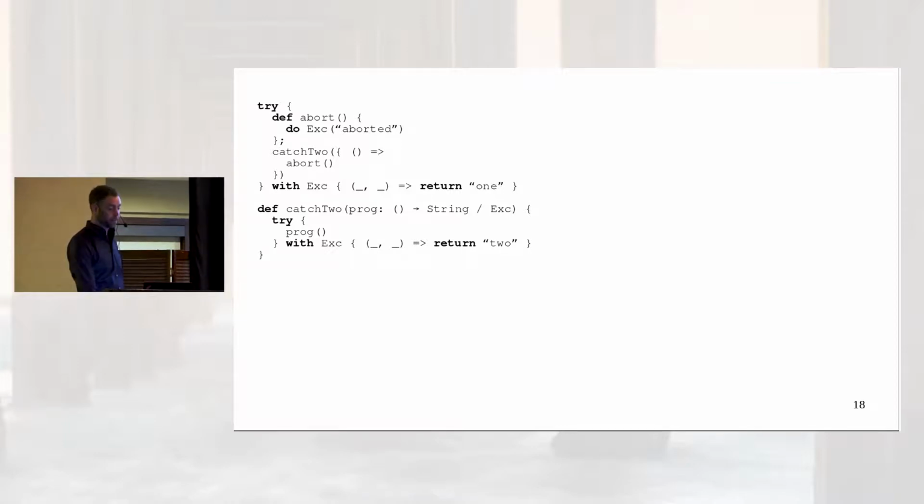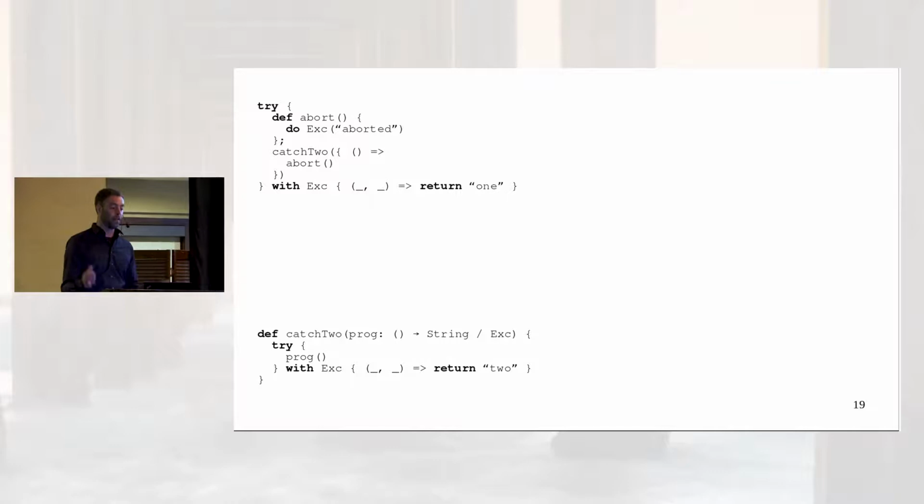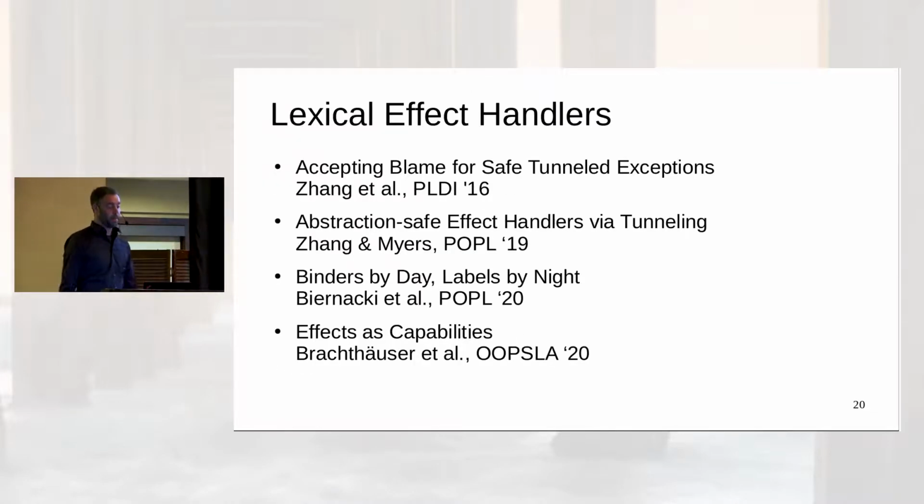But this second function could be arbitrarily far away. And so just by looking at the program, it is not so immediately clear anymore where the exception that abort uses is handled. We have to know that inside of catch 2, the program will be called under a handler for the exception effect. And this is OK. We can guess this by looking at the types. But this causes a number of problems, which is well known.